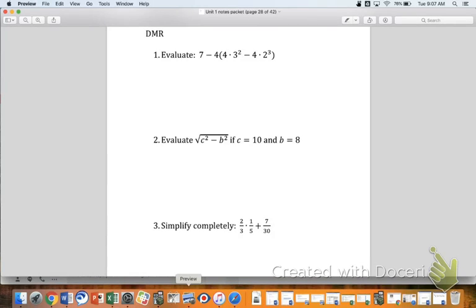And let's see how this went. Number 1, it's tempting to do 7 minus 4 right off the bat, right? Yes. But that's wrong order of operations. We don't read from left to right in math typically. We read according to PEMDAS.